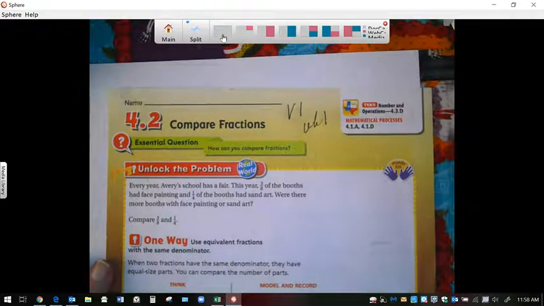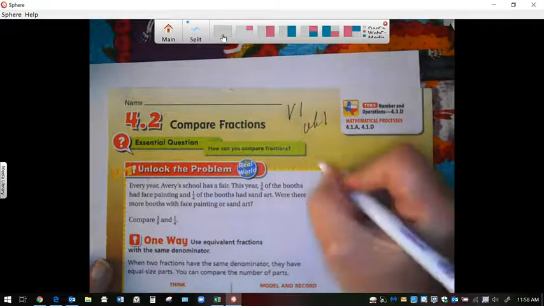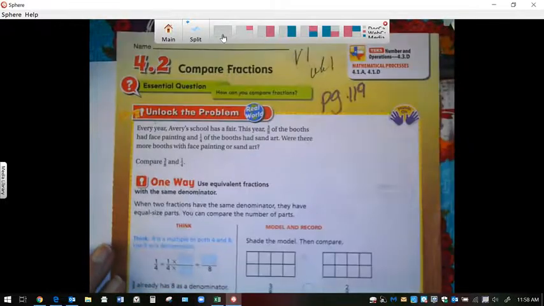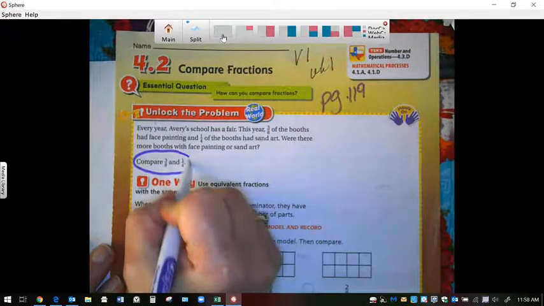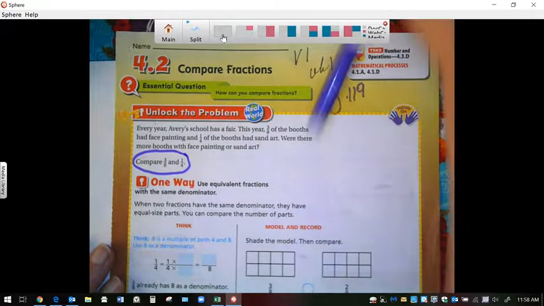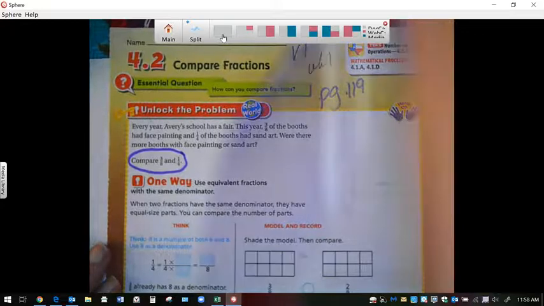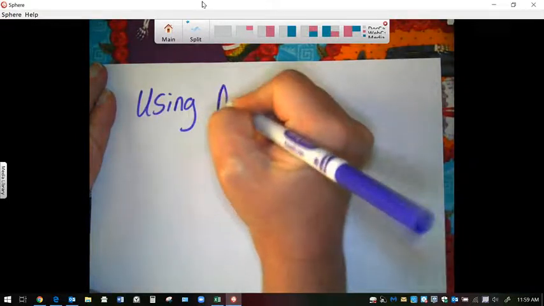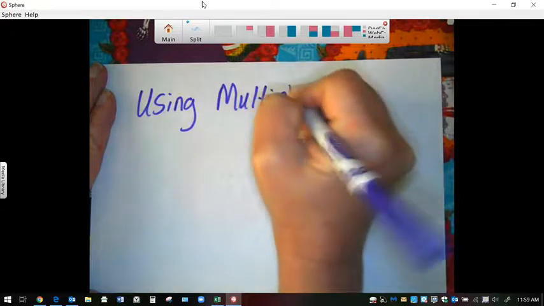On your lesson of Go Math, this page right here, it is on page 119 in your workbook. It gave you, as an example, these two fractions, 3/8 and 1/4, and we need to compare them. So I'm going to show you a strategy, and it's called the using multiples strategy.